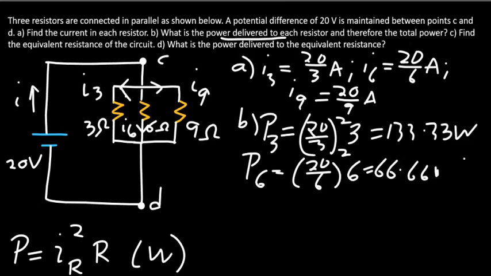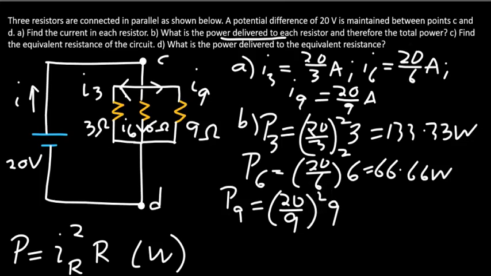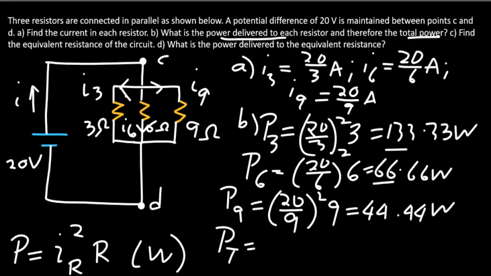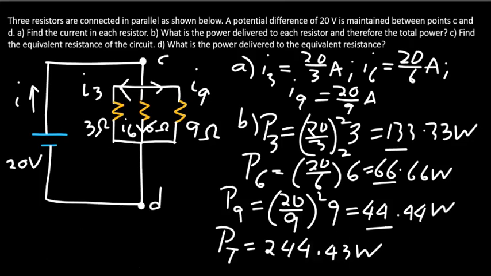66.66 watts. And finally, the power delivered to the 9 ohm resistor. The current through it is 20 over 9 amperes, square it times 9 ohms, and that's going to give you 44.44 watts. The total power, therefore, is the sum of this number, that number, and that number, and that's going to give you an answer of about 244.43 watts. Now part C, find the equivalent resistance of the circuit.